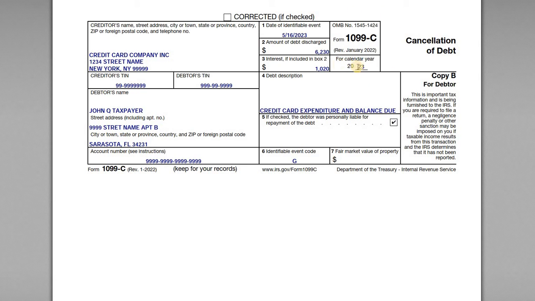Alright, for this video I want to go over the IRS form 1099-C for cancellation of debt income. In this scenario we're going to look at a taxpayer that has some COD income from the cancellation of credit card debts, and we'll look at how this gets reported on the tax return. So I've got the 1099-C here.